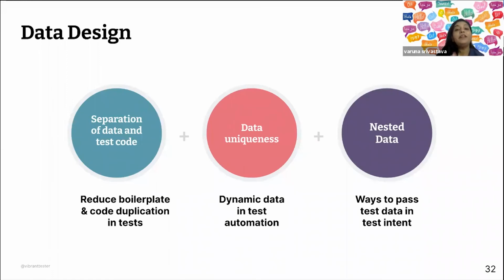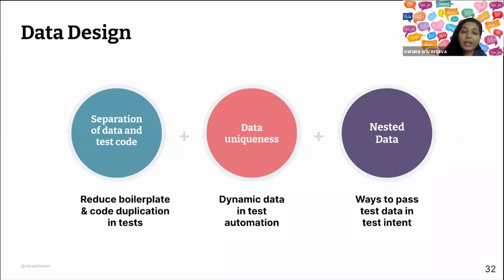So suppose I'm creating a username Varuna and I'm creating a username some ABC, and both have a different PAN. So how would you randomize your data? And nevertheless, how would you handle your nested data? For a user, I have an address, I have different payment methods. How would you structure your data? So there are different ways to handle that data in your test automation framework.